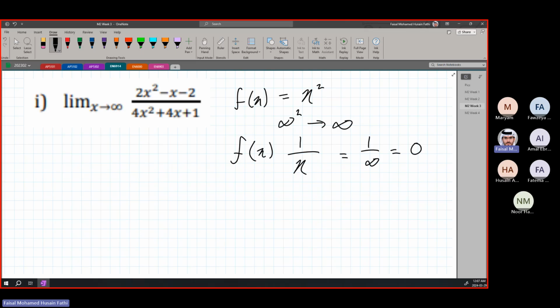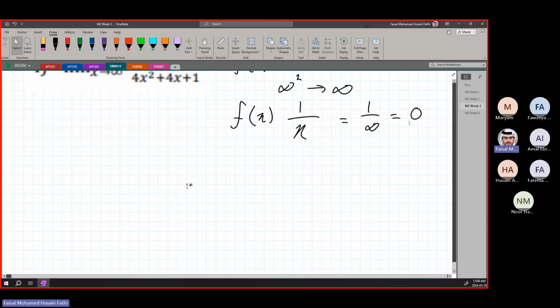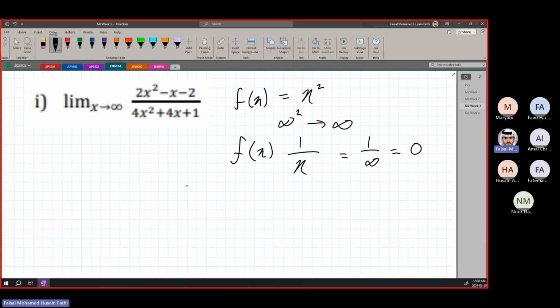Because 1 over a very, very, very large number is going to be a very, very, very small number. So when it comes to infinity, it is going to be equal to 0. This is the most important concept you need to know about the limit of x to infinity. So how do we solve this question? It's very simple.